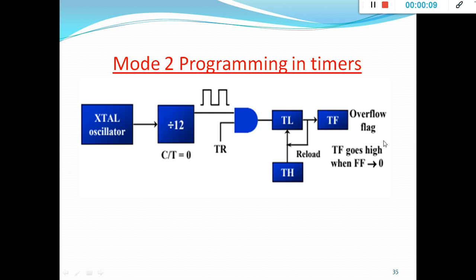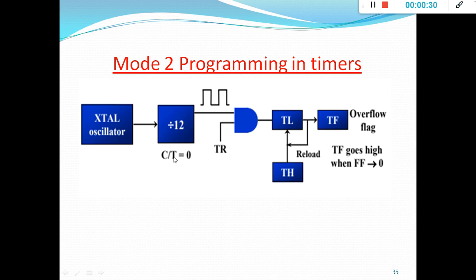So now today's topic is on Mode 2 programming in timers. This is a block diagram of Mode 2. So this is a timer, that's why the crystal frequency is connected to 1 by 12. When you do crystal frequency divided by 12, you get the timer frequency, and that timer frequency is used to count the value as a timer.